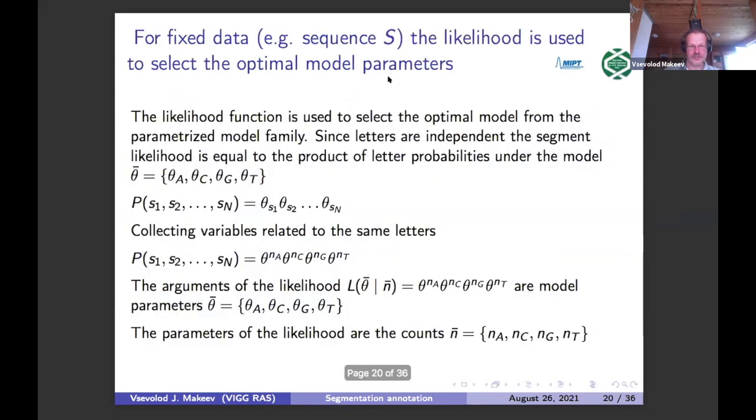And what we are going to use is the maximum likelihood approach to obtain the optimal segmentation. We'll start from the likelihood for a single segment. In the case of a single segment, what is the likelihood? It's the probability of obtaining a segment considered as a function of the probabilities of the letters.